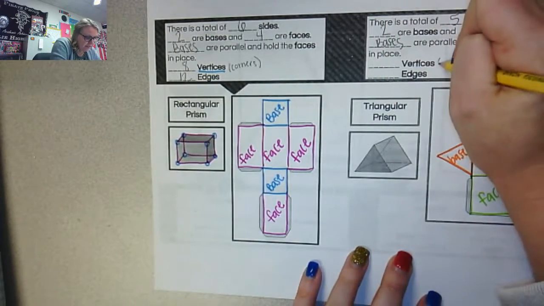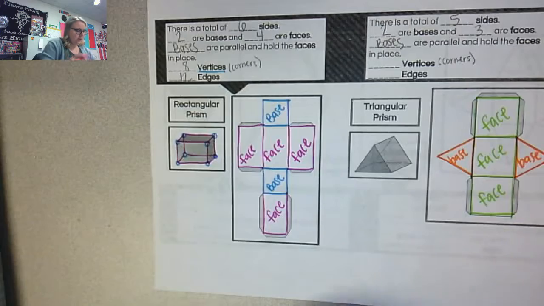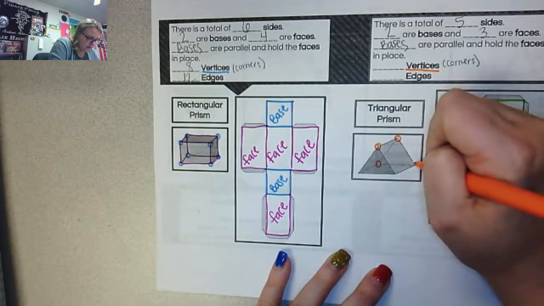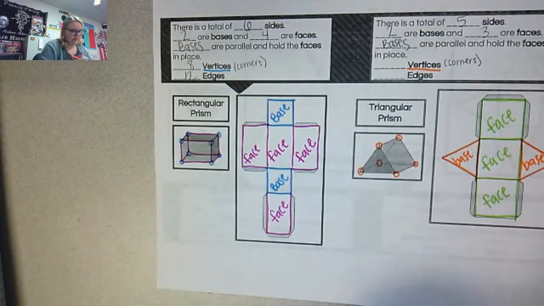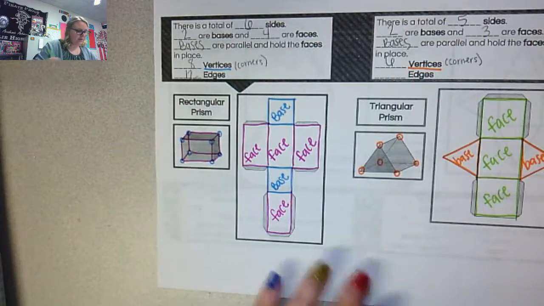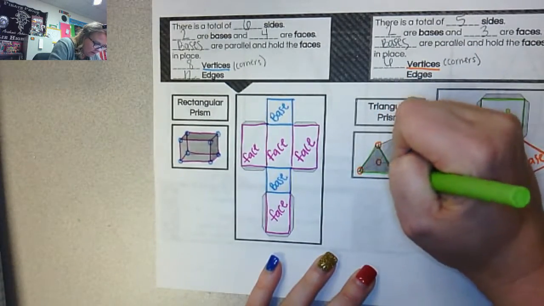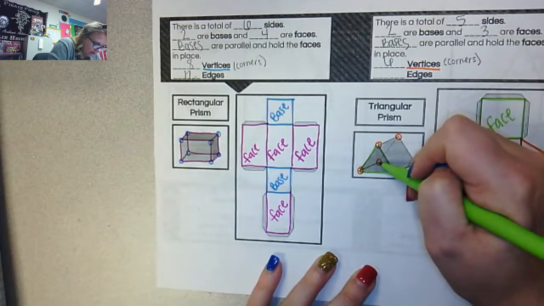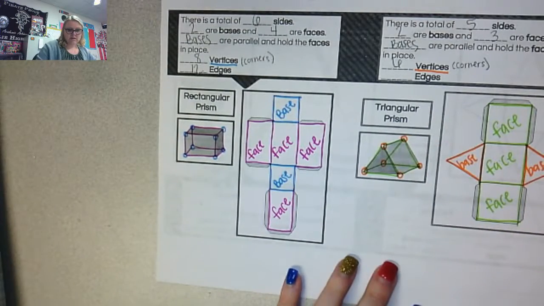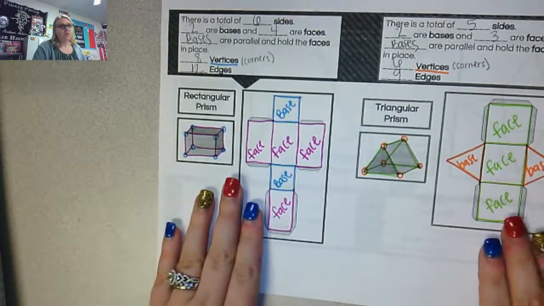Remember, vertices is a fancy name for corners. So I'm going to go through and count all the corners. So I have 1, 2, 3, 4, 5, 6. And edges is a fancy word for sides that come together when you fold the net up. So that's 1, 2, 3, 4, 5, 6, 7, 8, 9. So there are 9 edges. Okay, so those are 2 prisms.